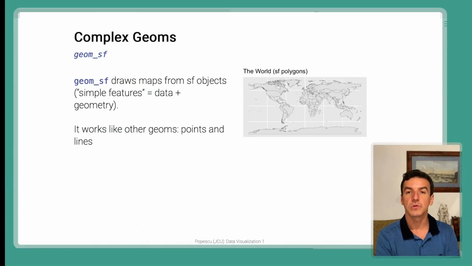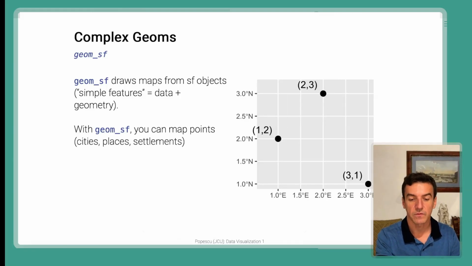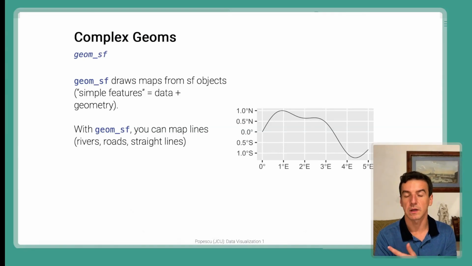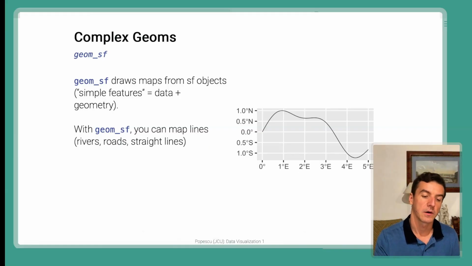Okay, the final geom that we discuss, the final complex geom, is geom_sf. Geom_sf is a powerful geom as it allows us to create maps. It also works with points and with lines. This is, for example, how geom_sf could be used with points, and how geom_sf could be used with lines. Obviously, when we're mapping, we could be mapping lines such as roads, and we can map rivers.